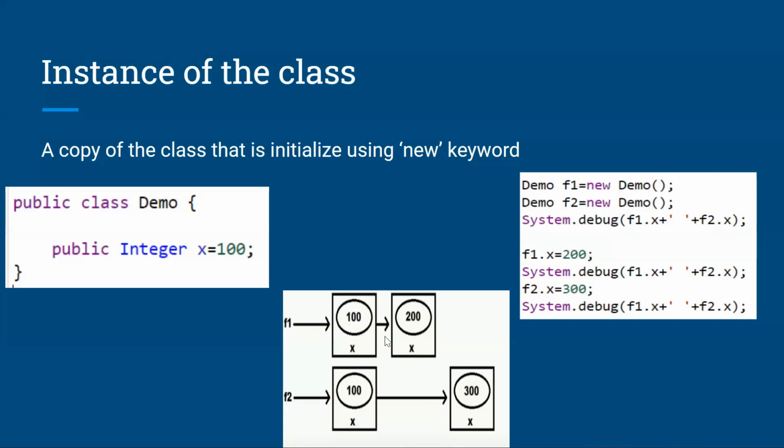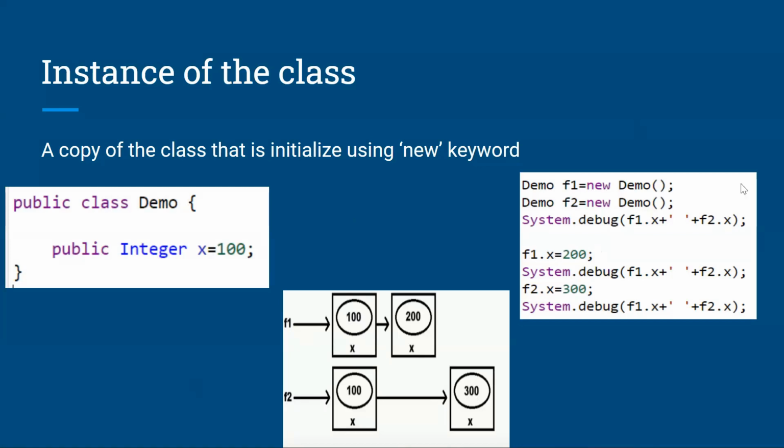If you want to change this value, like 100, you can see it here, right? The same thing you can apply for f2, the same thing you can see here. So these are all instances of this class.